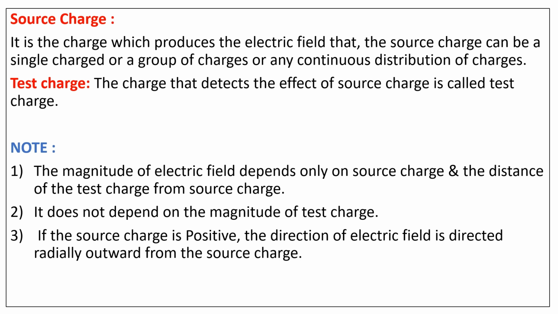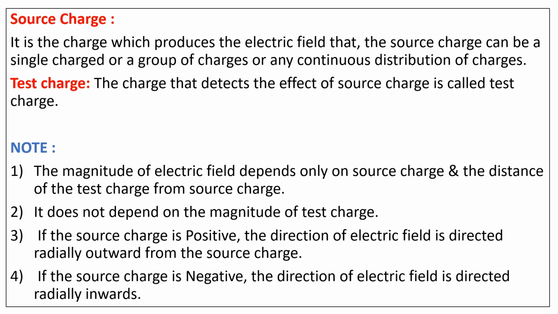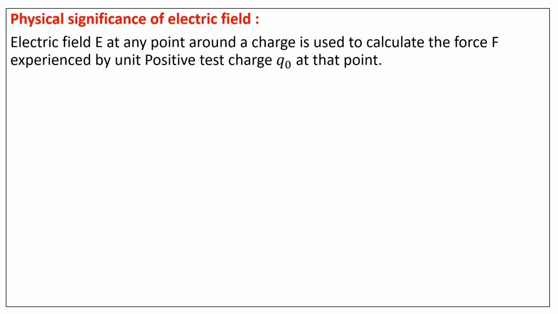3. If the source charge is positive, the direction of electric field is radially outward from the source charge. 4. If the source charge is negative, the direction of electric field is radially inward. Physical significance of electric field. Electric field E at any point around a charge is used to calculate the force F experienced by a test charge Q naught at that point. That is, F is equal to E into Q naught.